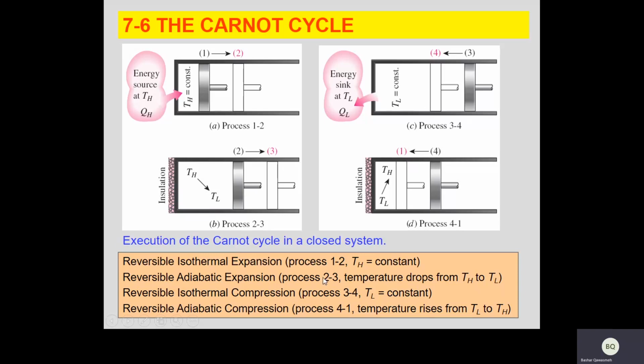The last process in the Carnot cycle is the reversible adiabatic compression. So under adiabatic conditions, the process goes now from 4 to 1. So we return back to our initial state, and this occurs through a temperature increase from T sub L back to T sub H. So this is simply the Carnot cycle, which consists of two reversible isothermal processes and two reversible adiabatic processes.